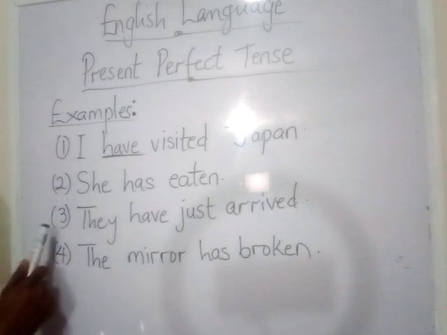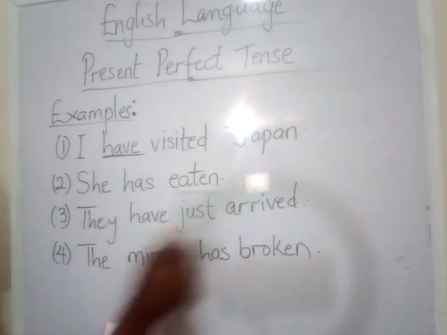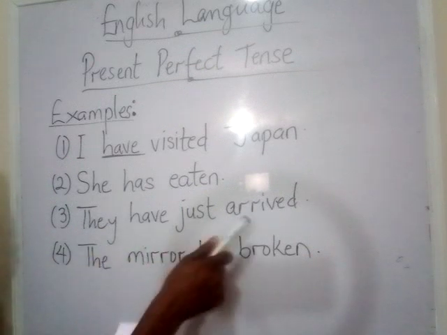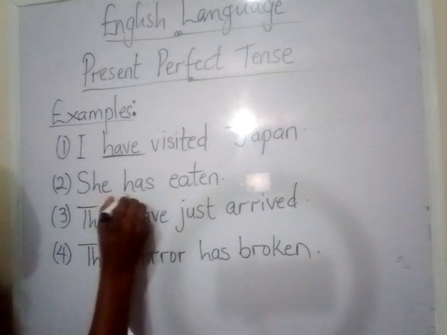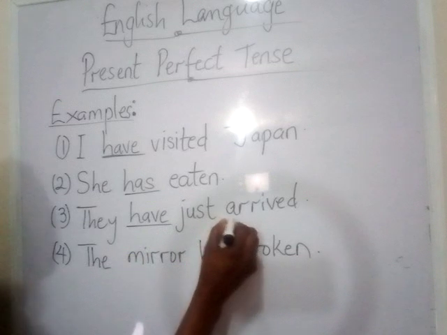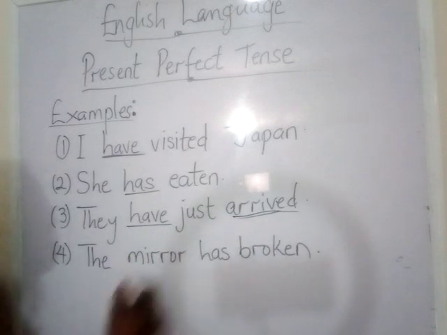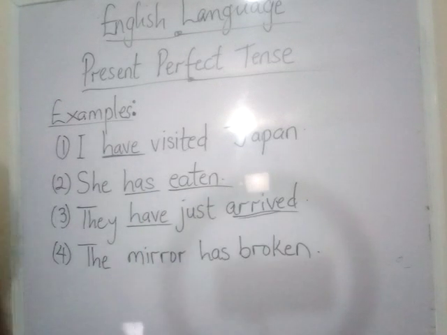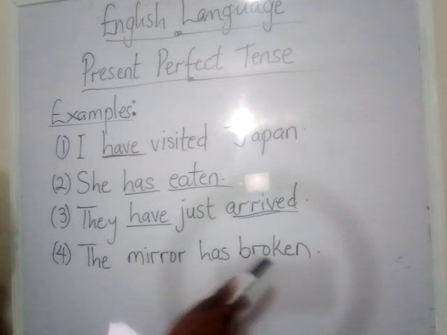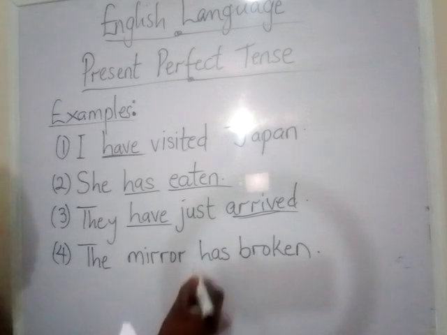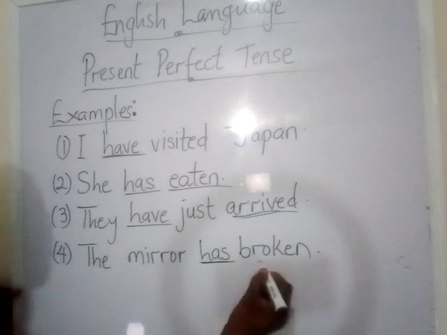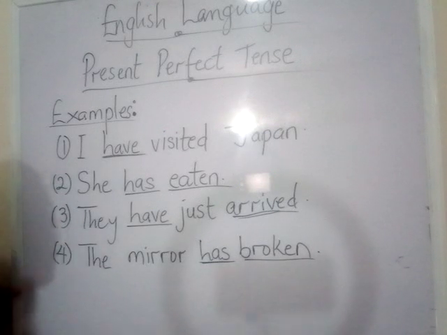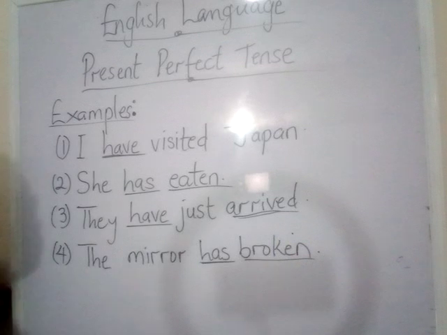Okay? The third one here is: they have just arrived. They have just arrived. Again, we see have here, and then arrived is the past participle form of arrive. And the last example here is: the mirror has broken. The mirror has broken. Again, here we see has, and it is followed by the past participle of break. Broken is the past participle of break.